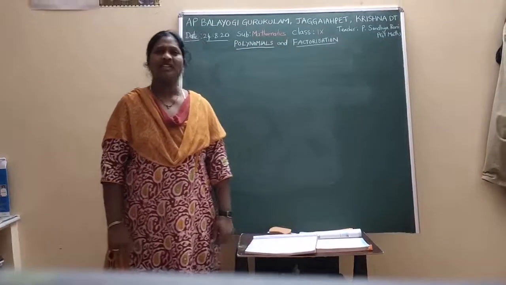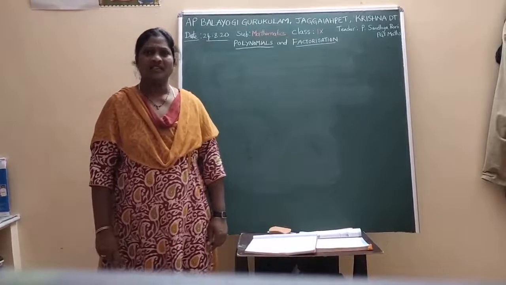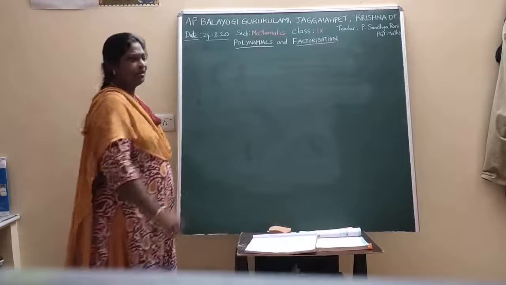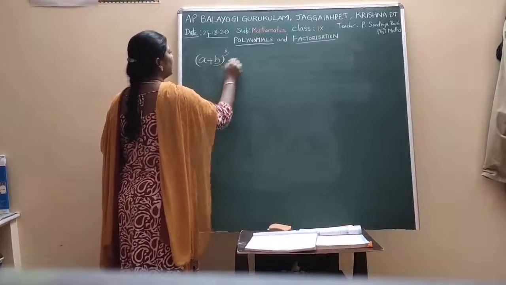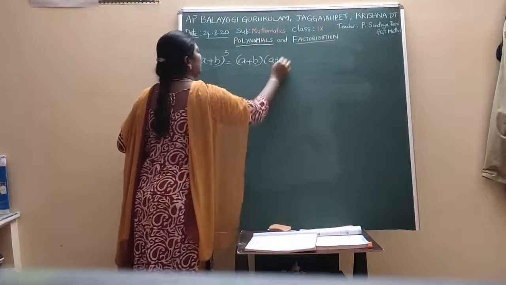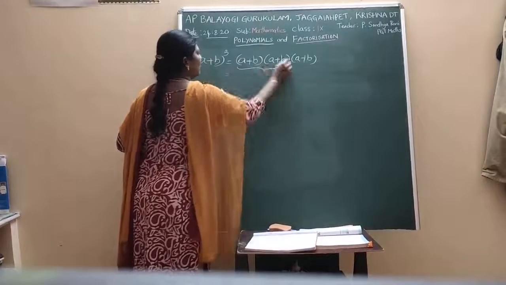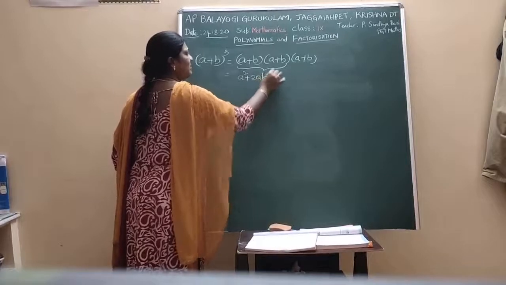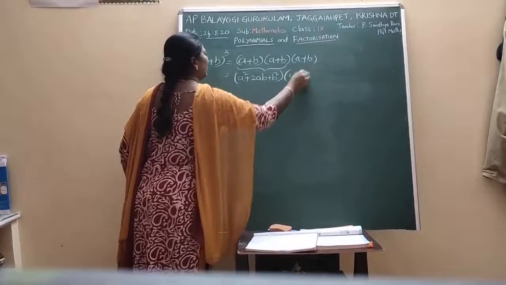Up to now we dealt with the identities involved in second degree. Now we extend the first identity to find a plus b whole cube. a plus b whole cube can be written as a plus b into a plus b into a plus b. We know a plus b into a plus b is a square plus 2ab plus b square. We have to multiply this product with again a plus b.